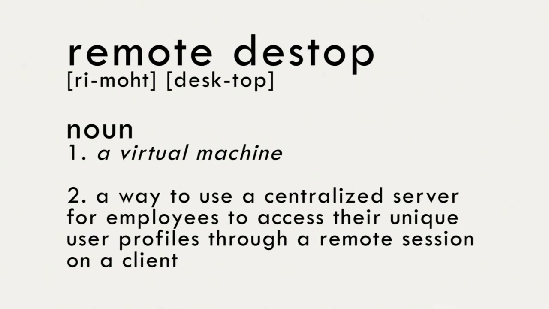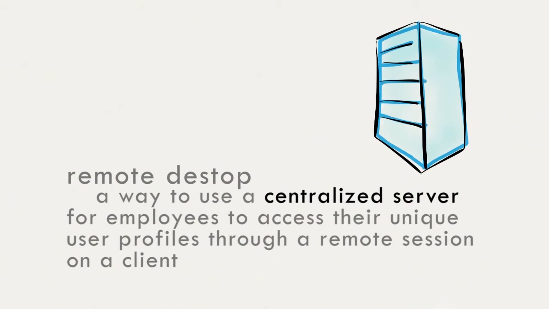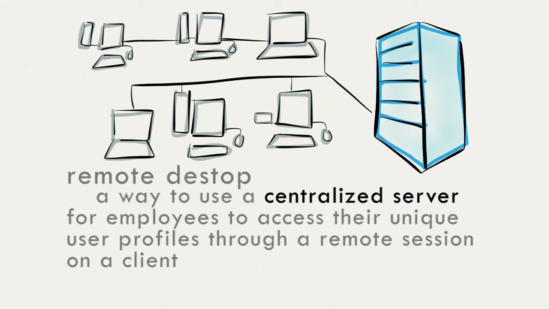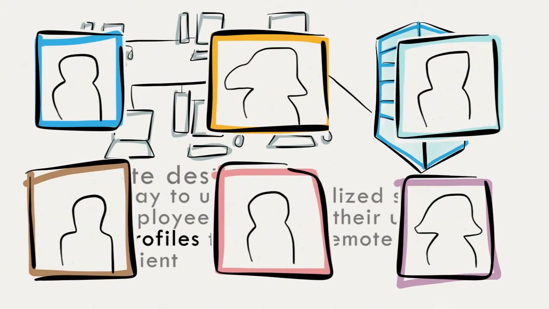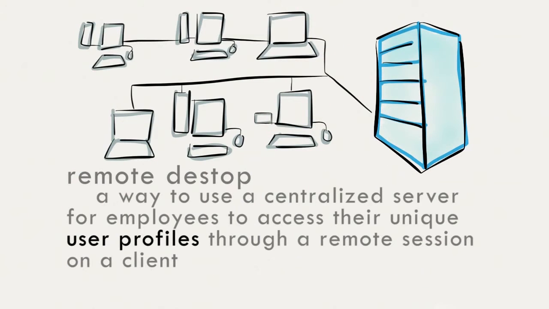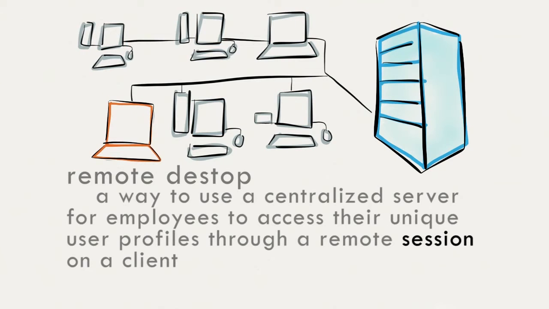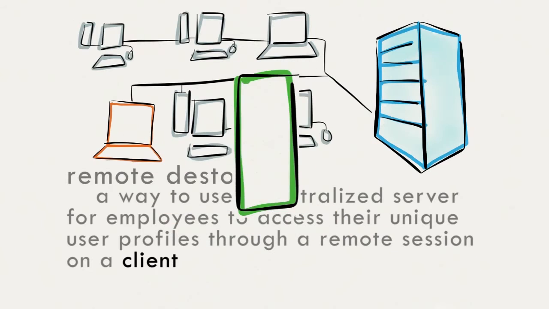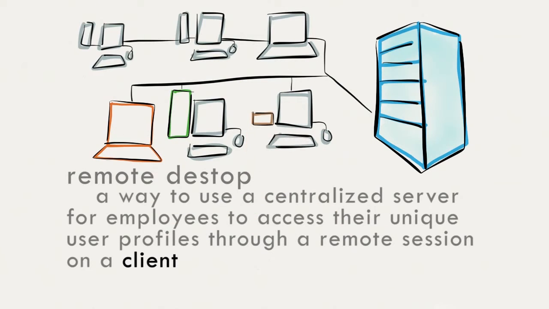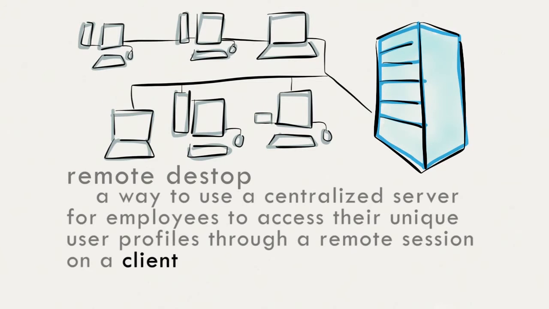Well, what does all that mean? Let's start with a centralized server. This is the server that is hosting your remote desktop connection, sometimes referred to as the remote desktop server. User profiles are basically the pieces of the centralized server allocated to each employee. A session is created when you start a remote desktop connection and ends when you log off. And a client is a laptop or computer or a little box that connects you to the centralized server. It can also be referred to as the local machine.